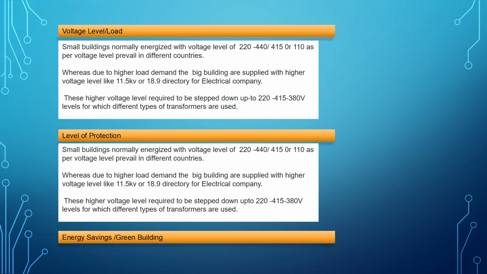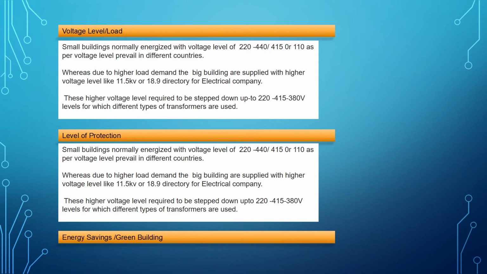In the case of big, multi-story buildings, as the grid station provides a dedicated line, the voltage level provided to these buildings is 11.5 kilovolts or 18.9 kilovolts directly from the electric supply company. So the voltage level for the line laid between the building and the grid station is very high, and transformers are kept to decrease the voltage, in the building's own separate room. We keep transformers to step down the voltage level.